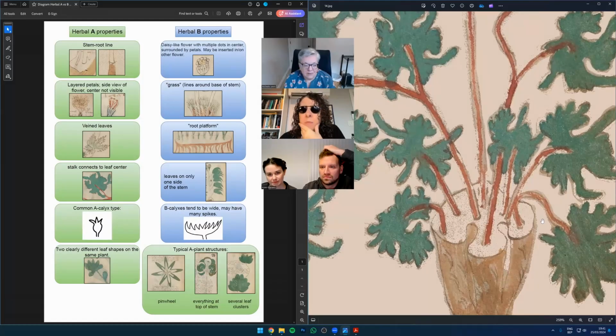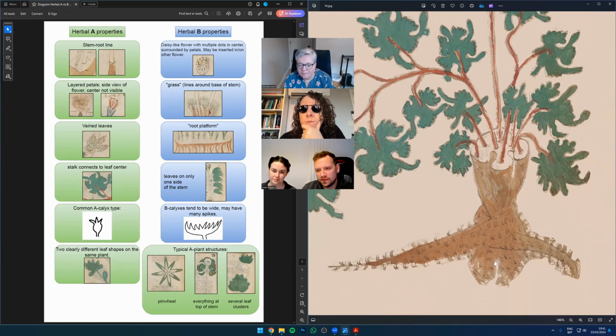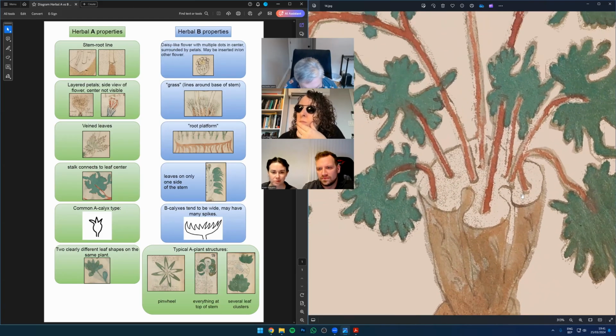So is this B? Does that count as a root platform? No. I wouldn't count it as a root platform because it's the root itself. We tend to call these flat top roots. So it's like one root structure, almost like a stem that's been cut. Oh, I see. Like a cross section. Yeah. The root platform is more like a piece of earth that has multiple roots underneath it and a bunch of stems kind of horizontal in a row.